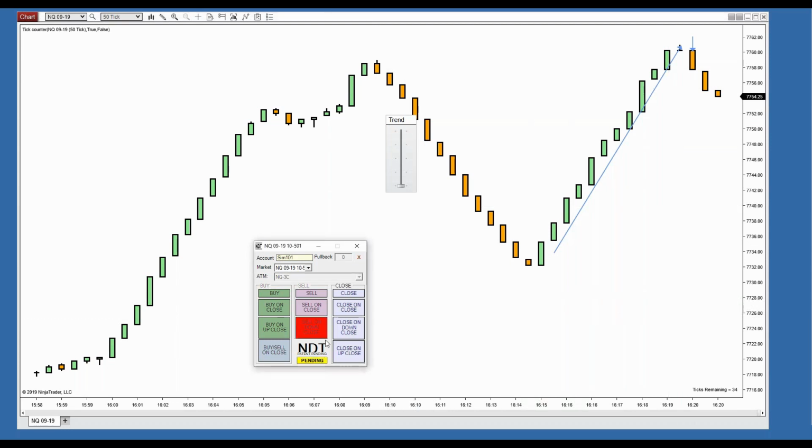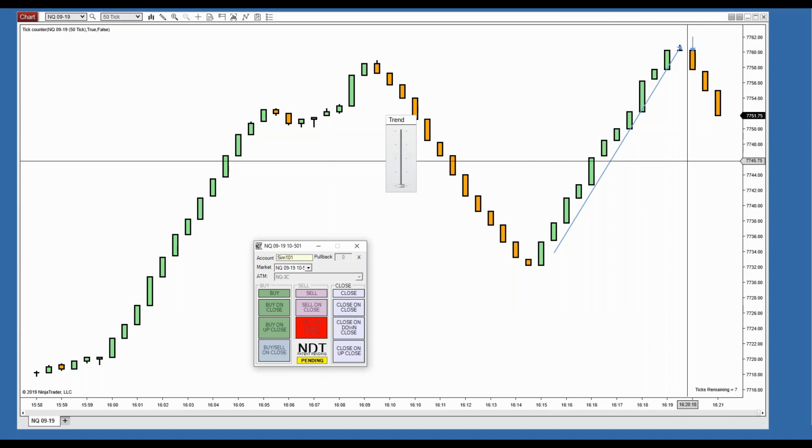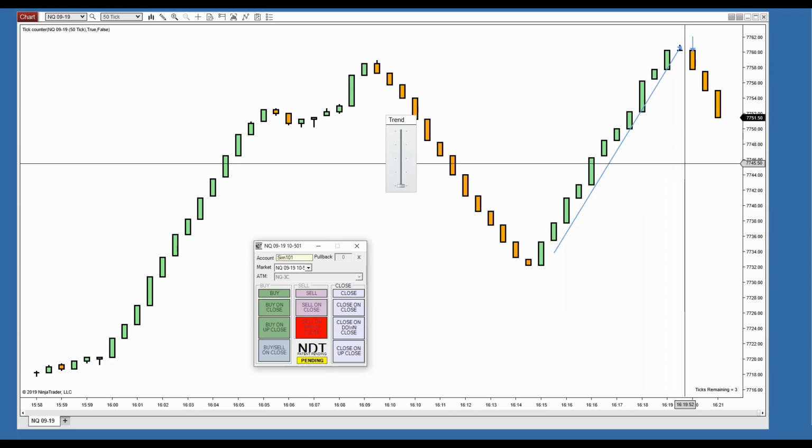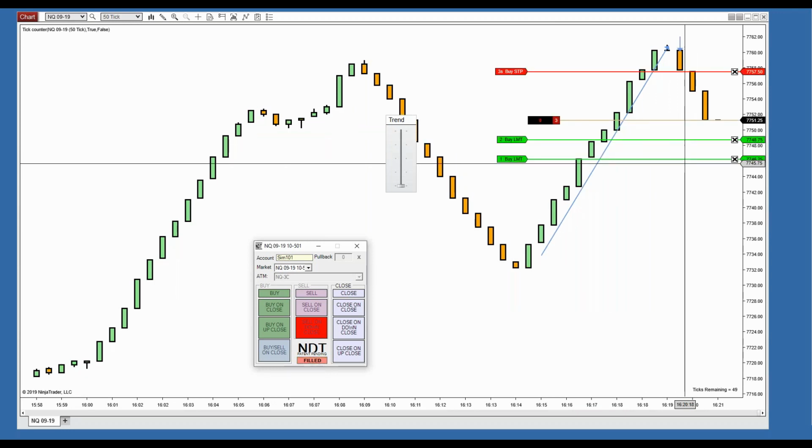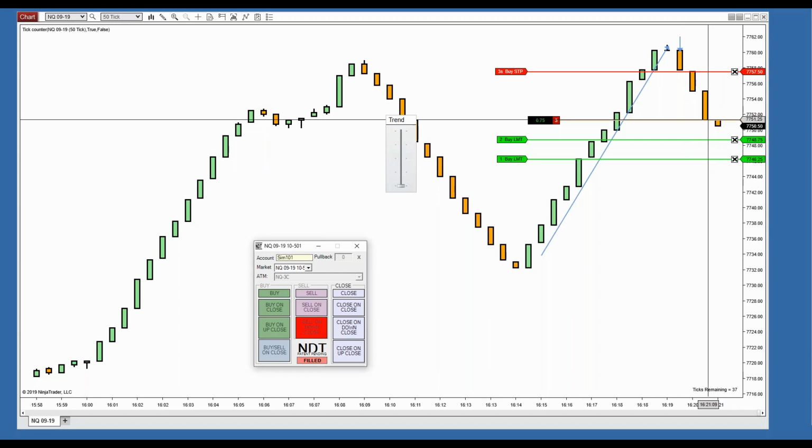So if we sell on a down close, we want to get that precise entry 1 tick below the close of the candle. It's coming, and it's coming down. We're in. This one gave us a positive tick of slippage.